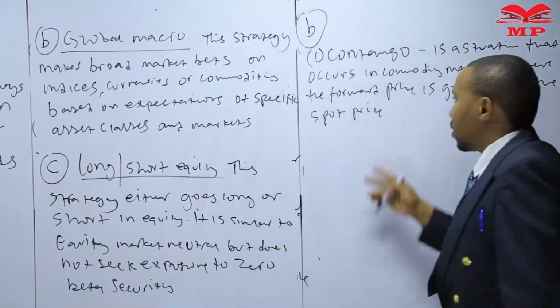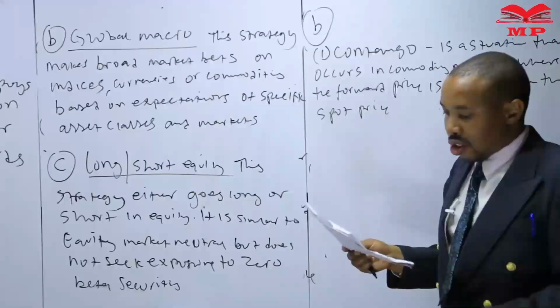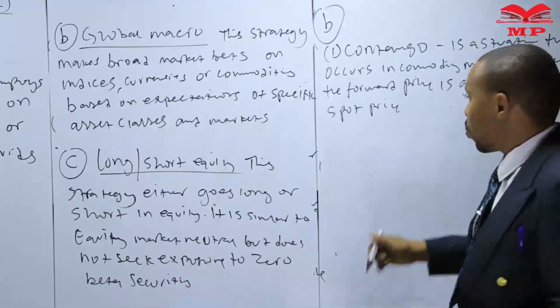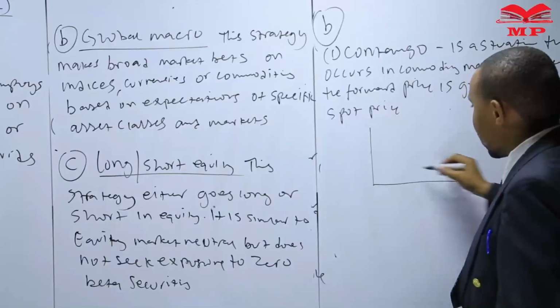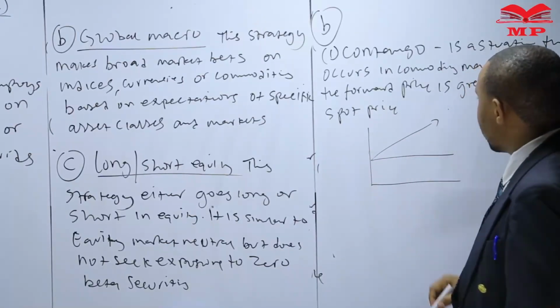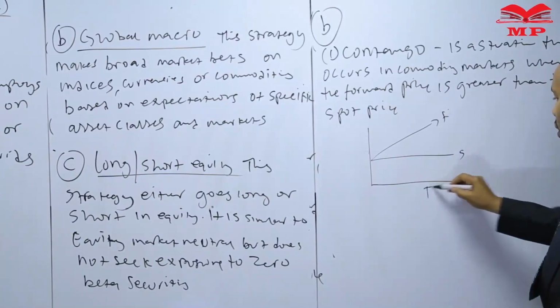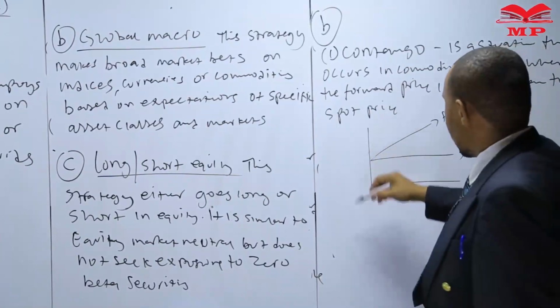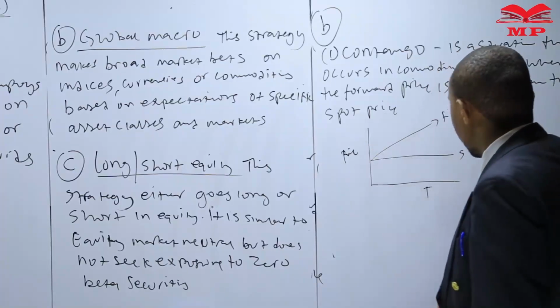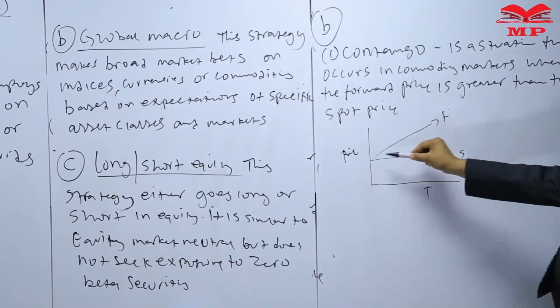So we expect to find that the forward prices, as far as contango is concerned, should be upward sloping. If we have a small graph like that and we have the spot price over here, the forward price should be moving in that direction. This is the spot price, this is the forward price. This is time over here, and this is the price. So the forward price should be upward sloping.